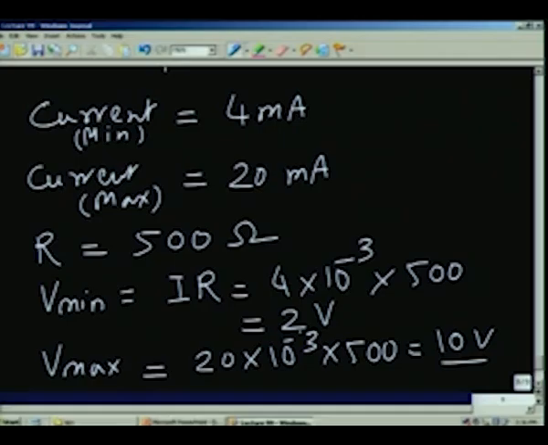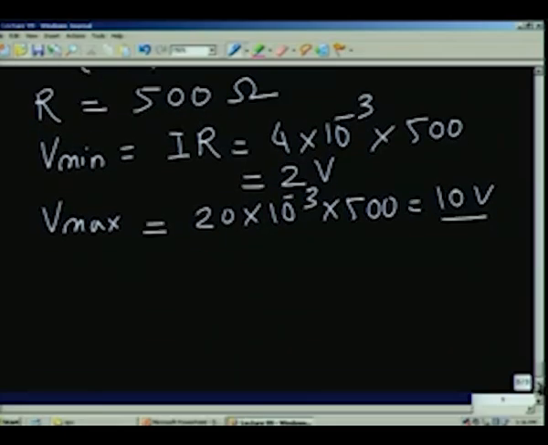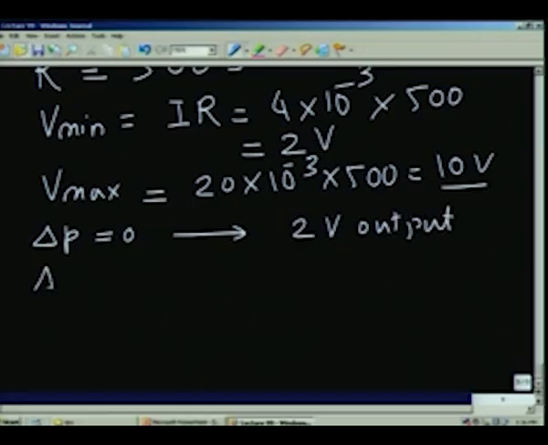So, the output of the instrument when delta P is 0, that means there is no flow in the wind tunnel, delta P equal to 0 translates to 2 volts output, and delta P equal to 10 millimeters of water.